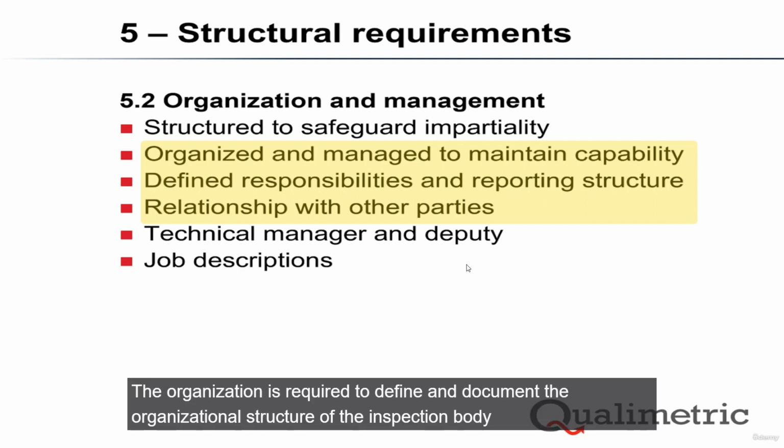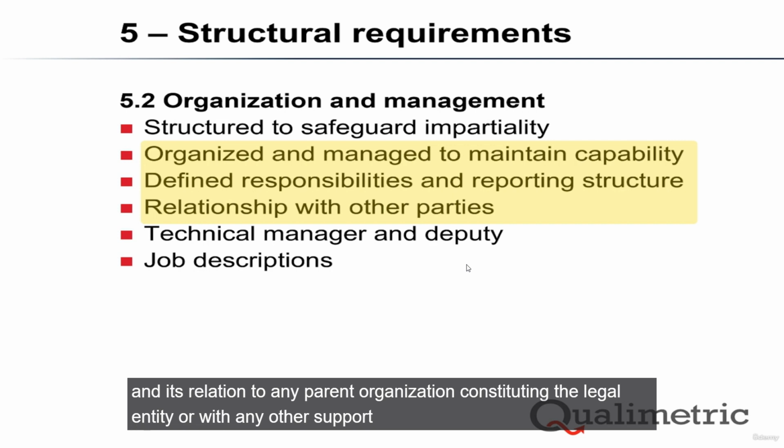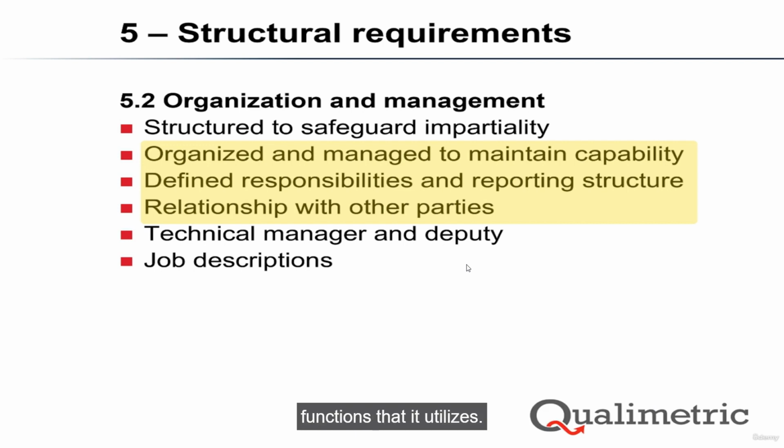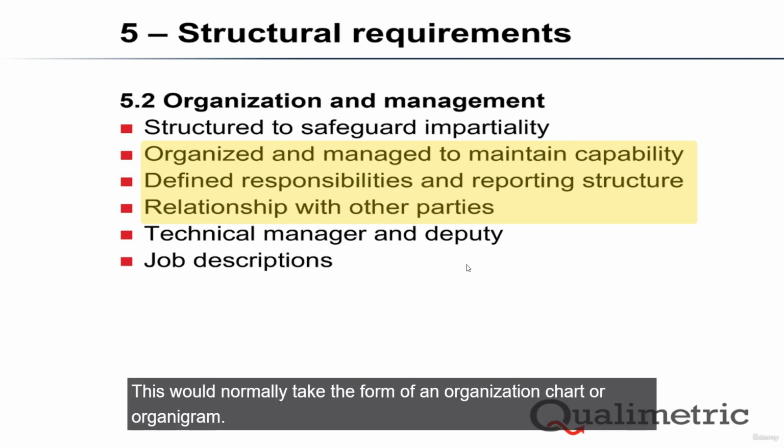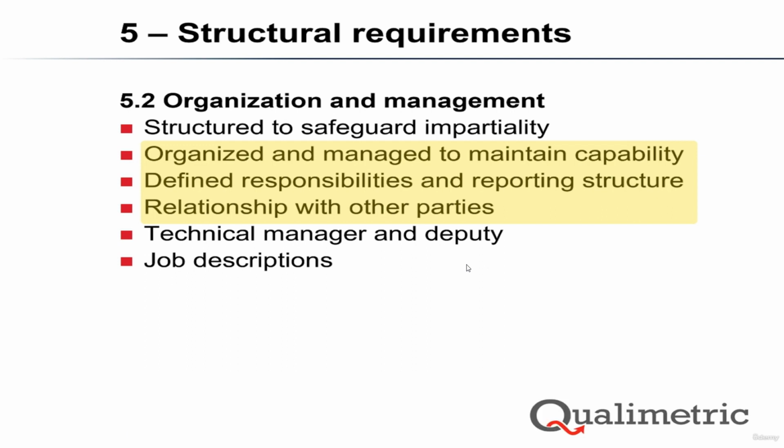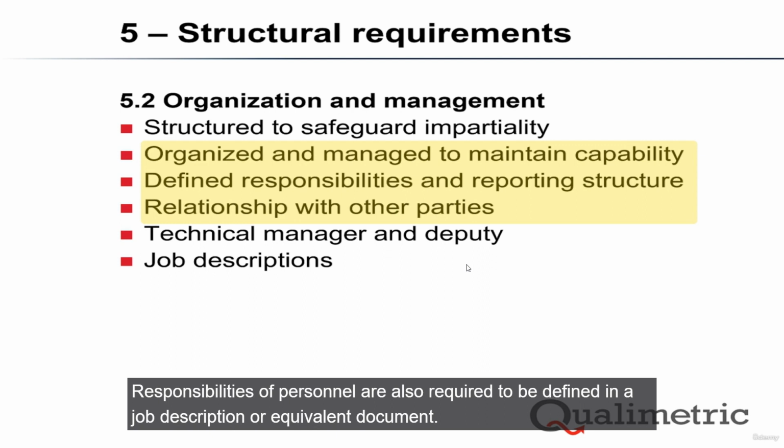The organisation is required to define and document the organisational structure of the inspection body and its relation to any parent organisation constituting the legal entity, or with any other support functions that it utilises. This would normally take the form of an organisation chart or organogram. Responsibilities of personnel are also required to be defined in a job description or equivalent document.